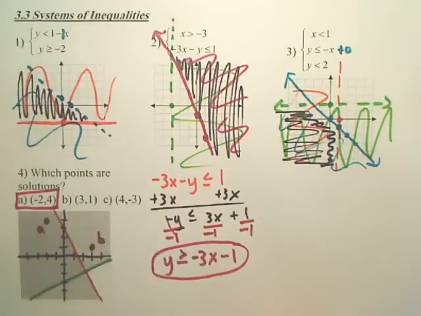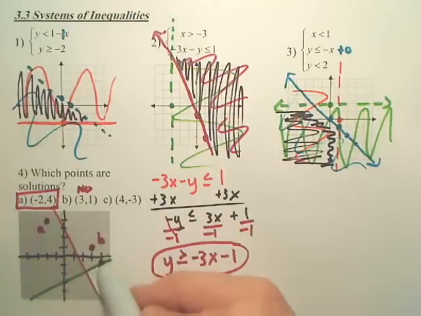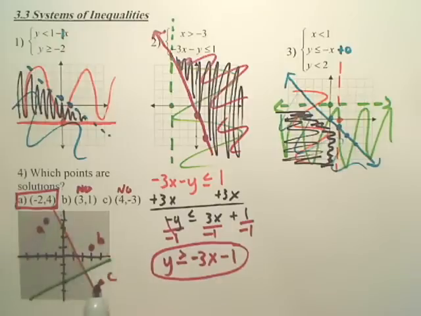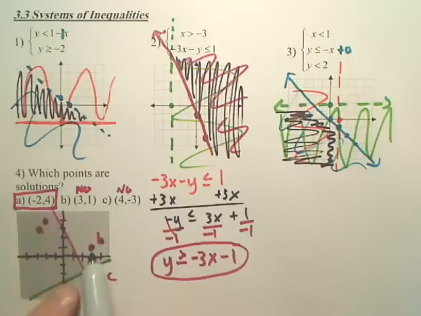Is that in the double shaded region? No. And the last one, 4, negative 3. No. Neither is that. These 2 are both not in the double shaded region. This is. So A is a solution. B is a solution for one of them. C is a solution for neither of them. But our goal is to see which comes in the double shaded region, which is right there.